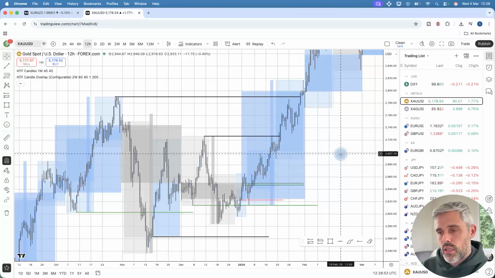Accumulation, manipulation, distribution. So this has been a detailed guide on how to effectively read market structure and what not to do, the traditional way of reading market structure.